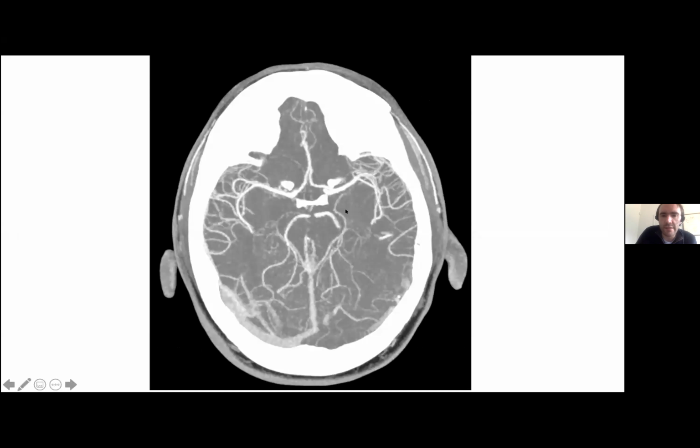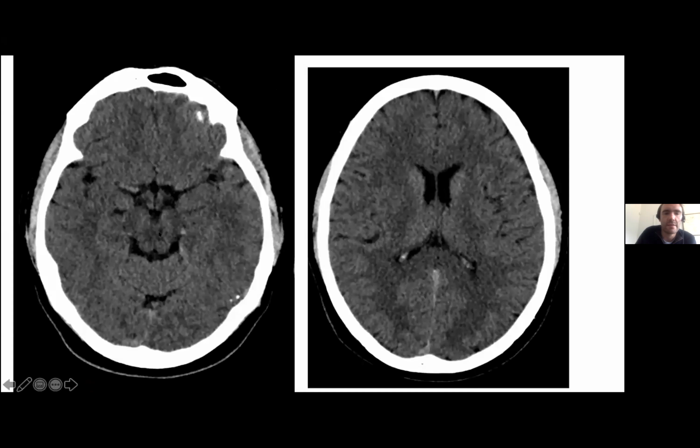You can see here that this is the PCA, and it divides. It goes into the posterior temporal branch and then off into the occipital branch. So that's the PCA, and on that PCA, it just stops abruptly. And that corresponds with that hyperdensity there.